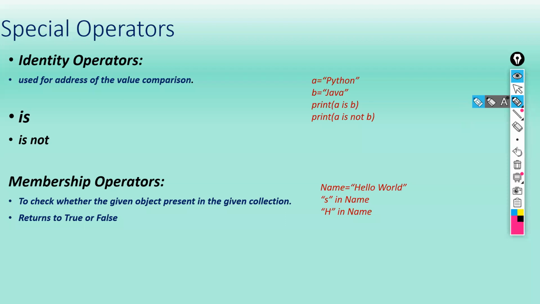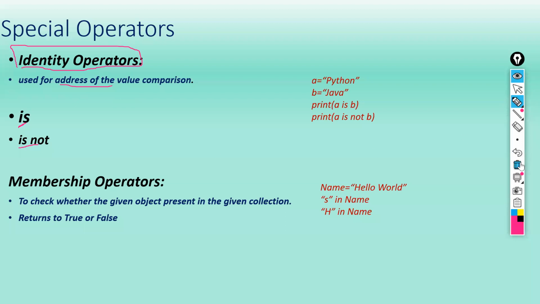Special operators. What are the special operators? Identity operators. They compare the address of the value. For example, we have 2: is and is not. Ramesh is Suresh. It's not valid, because Ramesh is different, Suresh is different. Ramesh is not Suresh. Yes, correct.